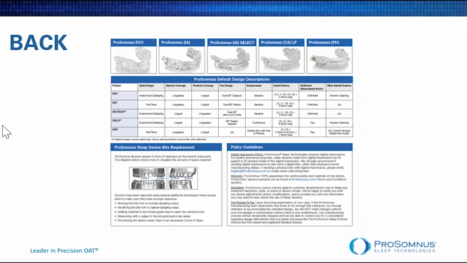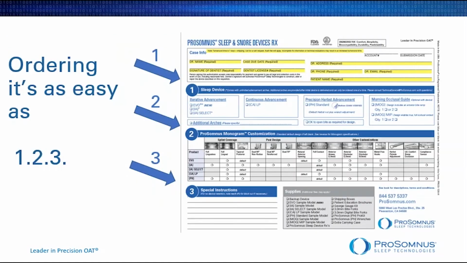On the back, you're going to notice the same sort of matrix as you saw on the front, and it's got some detailed information about the default description of each of our ProSomnus products, whether it's the EVO, the IA Select, the CALP, or the PH. It tells you all about the idiosyncrasies of each one of those designs to help you make a better informed decision as to which device you may want to try. Still present down here in the lower left-hand side is the 3 millimeter inner arch spacing that we need as just a reminder. Well, let's go ahead and walk through the rest of the form and see how this 1, 2, 3 format feeds us very well.